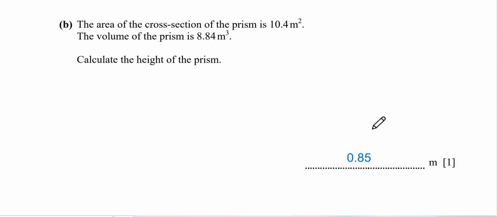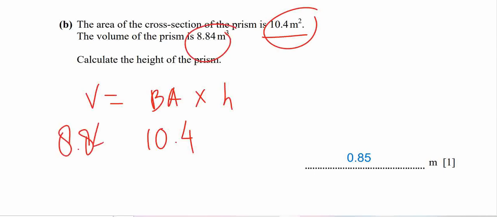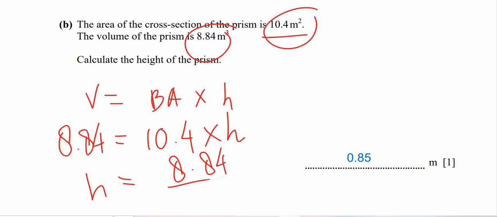How did we get that? We know that volume is equal to base area, or the cross section, times the height. Now the base area is 10.4 and it's already in square meters, and the volume 8.84 is in cubic meters. So the units are already the same, meters and meters, and we just have to find h. The h we can get easily with a calculator: 8.84 divided by 10.4. Here we go, we'll get that answer.